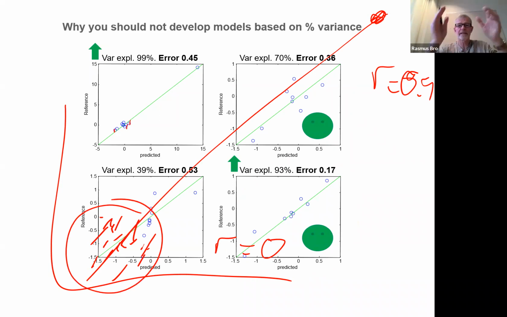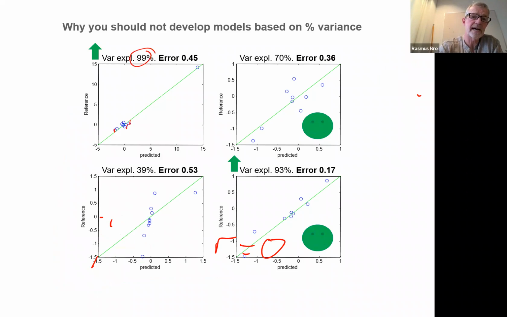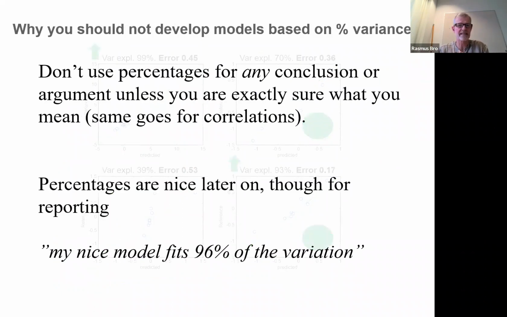The problem is that the 99 is in terms of this span. The 70% over here is in terms of this span, and you cannot compare percentages of different things. It's like apples and pears; they're not comparable. So it really simply doesn't make any sense at all. You can't use these for arguing in your modeling.